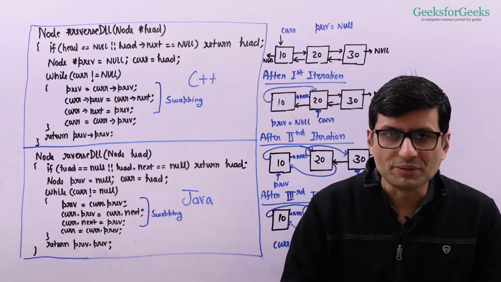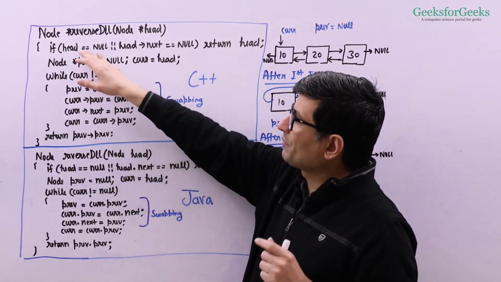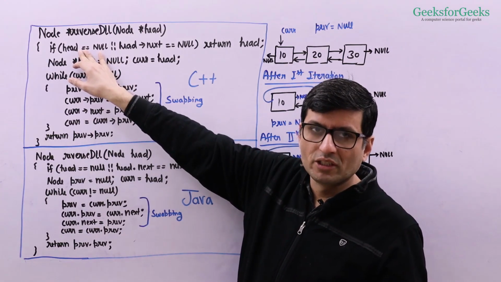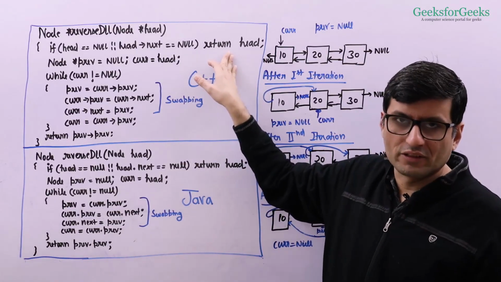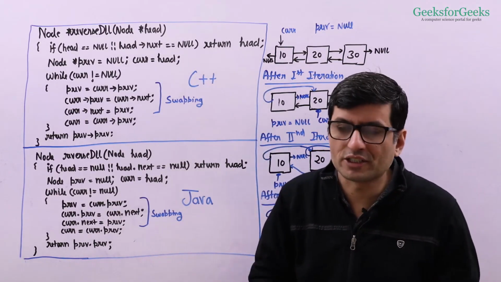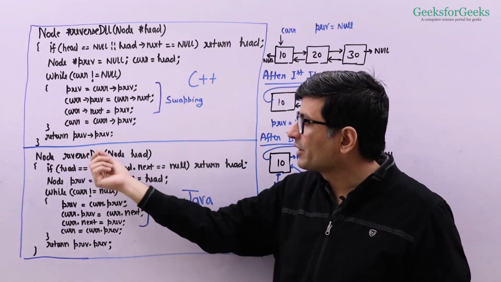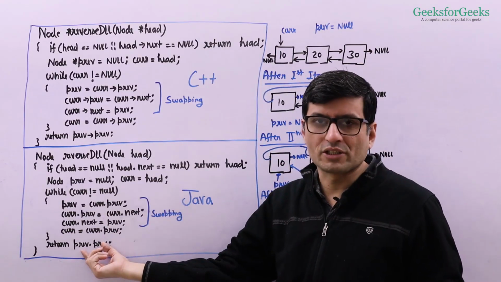So here we have C++ and Java implementations. In both the implementations, we are first handling a corner case which says that if the linked list is empty or linked list has a single node, then return head, return the old head. No need to change anything. Why are we handling this case separately? Because at the end we are going to return previous arrow previous in C++ or previous dot previous in Java.